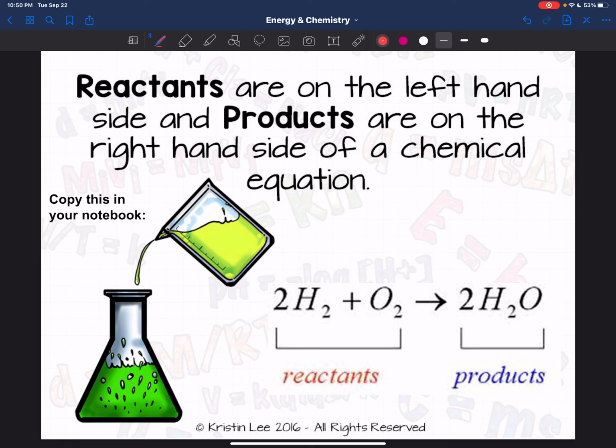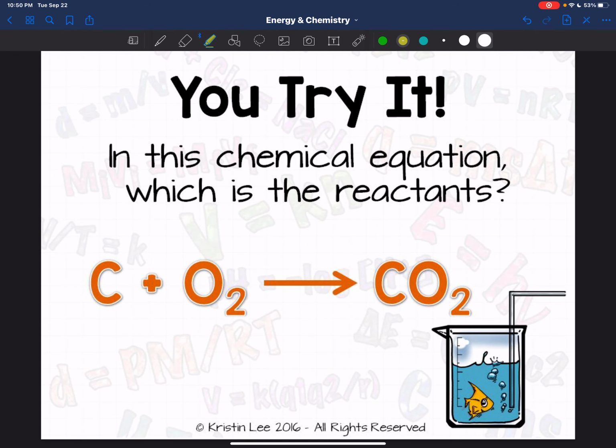Now let's look here. I'm going to make the reactants an orange color. Your reactants are here, and that's what you start with. Your products are here, and that's the result. The yellow means the reaction is happening; that's the yields. So reactants are on the left side, products are on the right, and your yields is kind of like the equal sign, but it means it's converting to, or producing, that. In this chemical equation, the reactants would be this side.